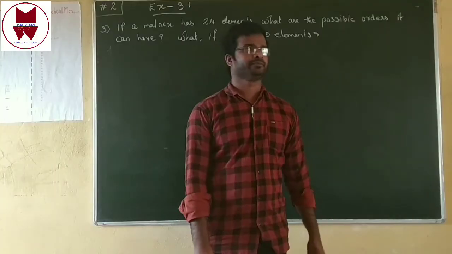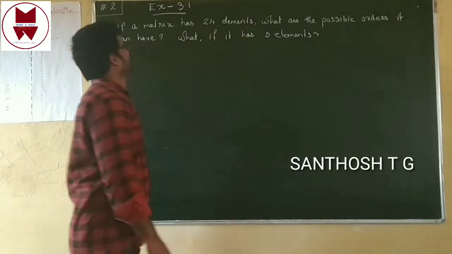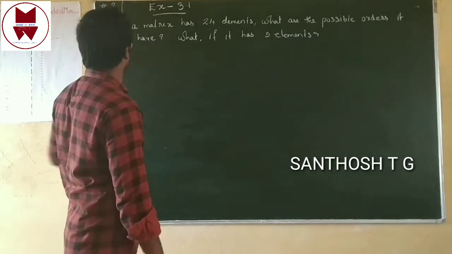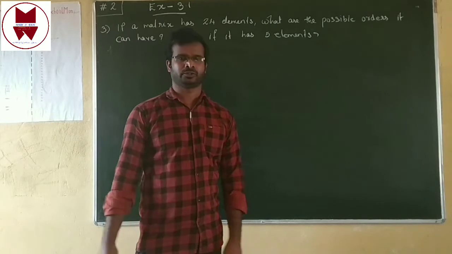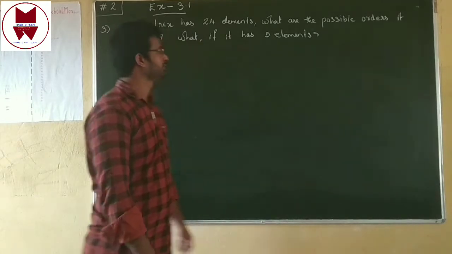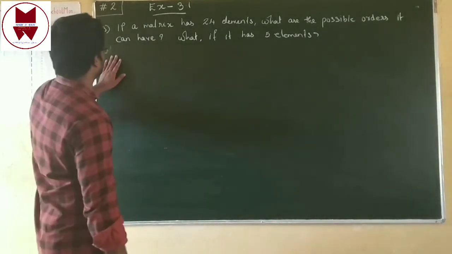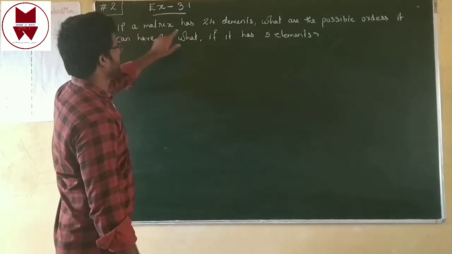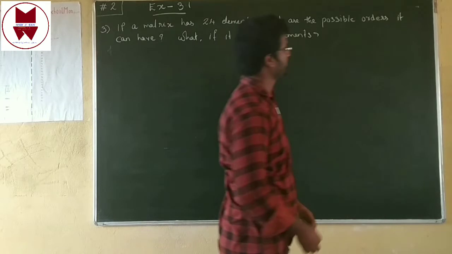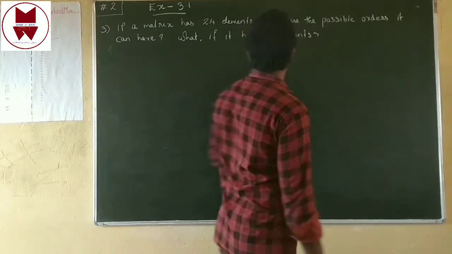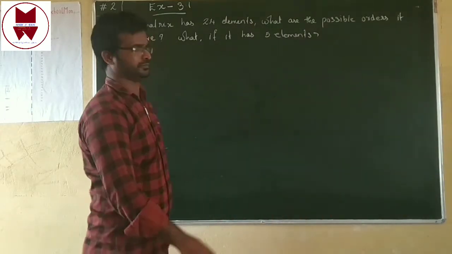Today we will study exercise 3.1, question number 3. Questions 1 and 2 we have already done. Then what is question number 3? If a matrix has 24 elements, what are the possible orders it can have?